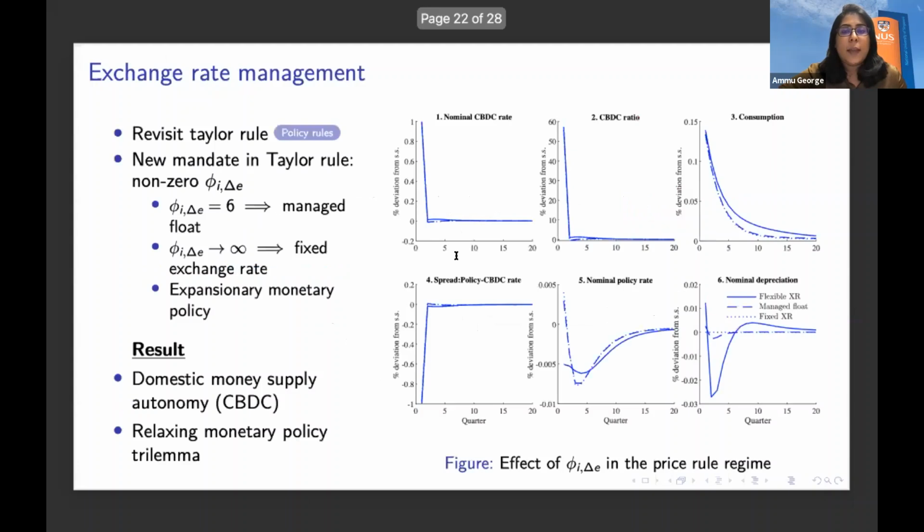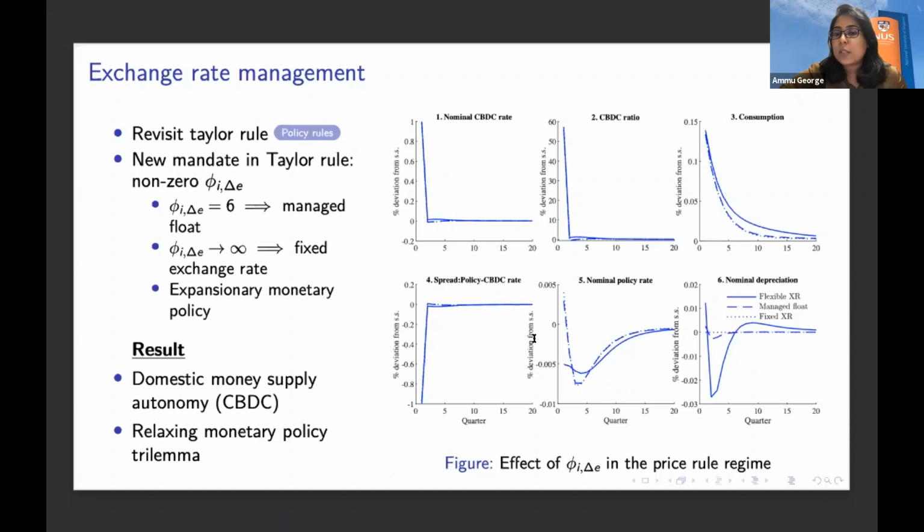When the CBDC interest rate increases, people would find it attractive to hold CBDC. So the CBDC ratio increases in the price rule regime. Higher liquidity would mean that people want to consume more. So there is an expansionary monetary policy happening here. The rise in the CBDC rate would imply that the spread between the policy and CBDC rate would decline.